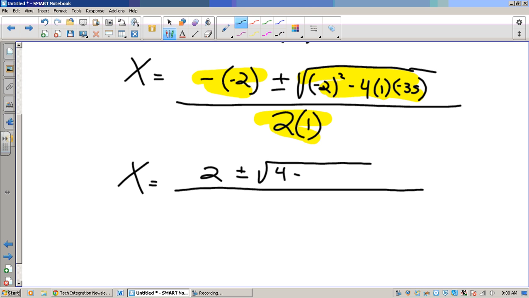Done there? Okay. Second. And that's positive 140, because we've got a negative times a negative, which is a positive. So it's positive 140. And then 2 times 1 here is just 2. So we know the square, we can automatically add that together.